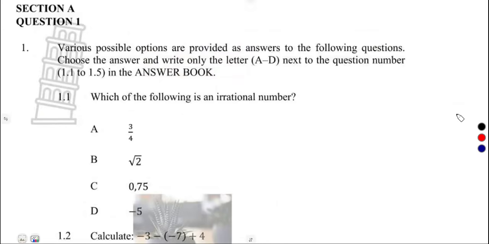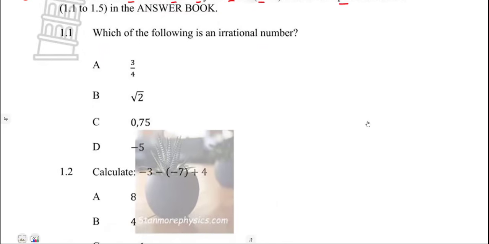Like I said, I'm not going to waste your time. This is our section A. Question number 1. Various options are provided as answers to the following questions. Choose the answer and write only the letter A to D next to the question number. So we're given this 1.1.